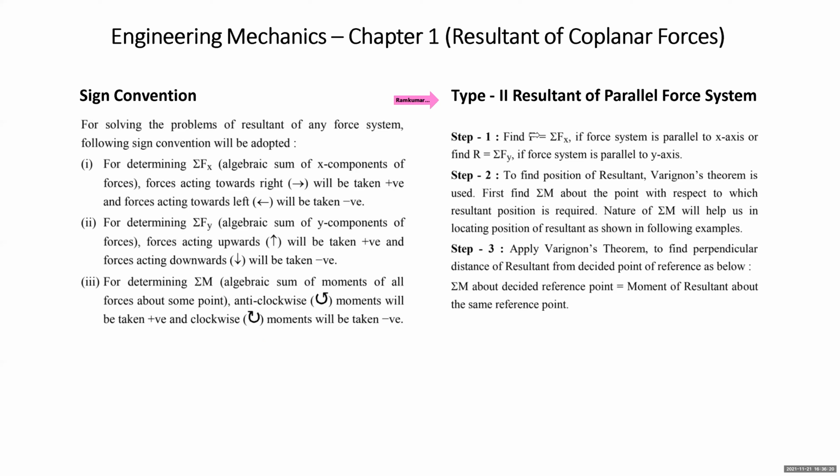Here I have listed the steps to be followed while solving the problems of resultant of parallel force system. First step is, you will draw the given diagram. You'll find that all forces will be either parallel to x-axis or parallel to y-axis. Clear? If all forces are parallel to x-axis, your resultant R is going to be sigma Fx. A minor correction: this is find R, not F.